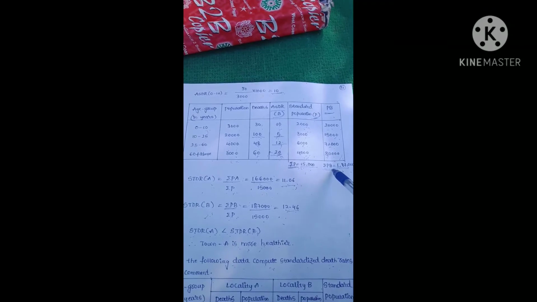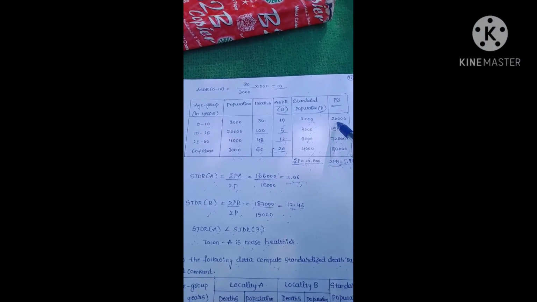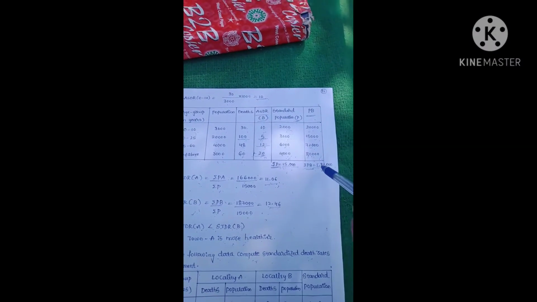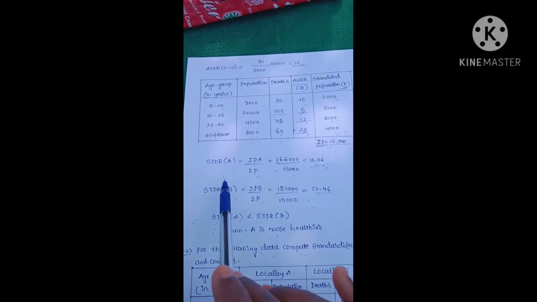Next, we have to calculate summation of P into B. Summation means sum of these numbers. Add these numbers: 20,000 plus 15,000 plus 72,000 plus 80,000. Then we get 1,87,000.